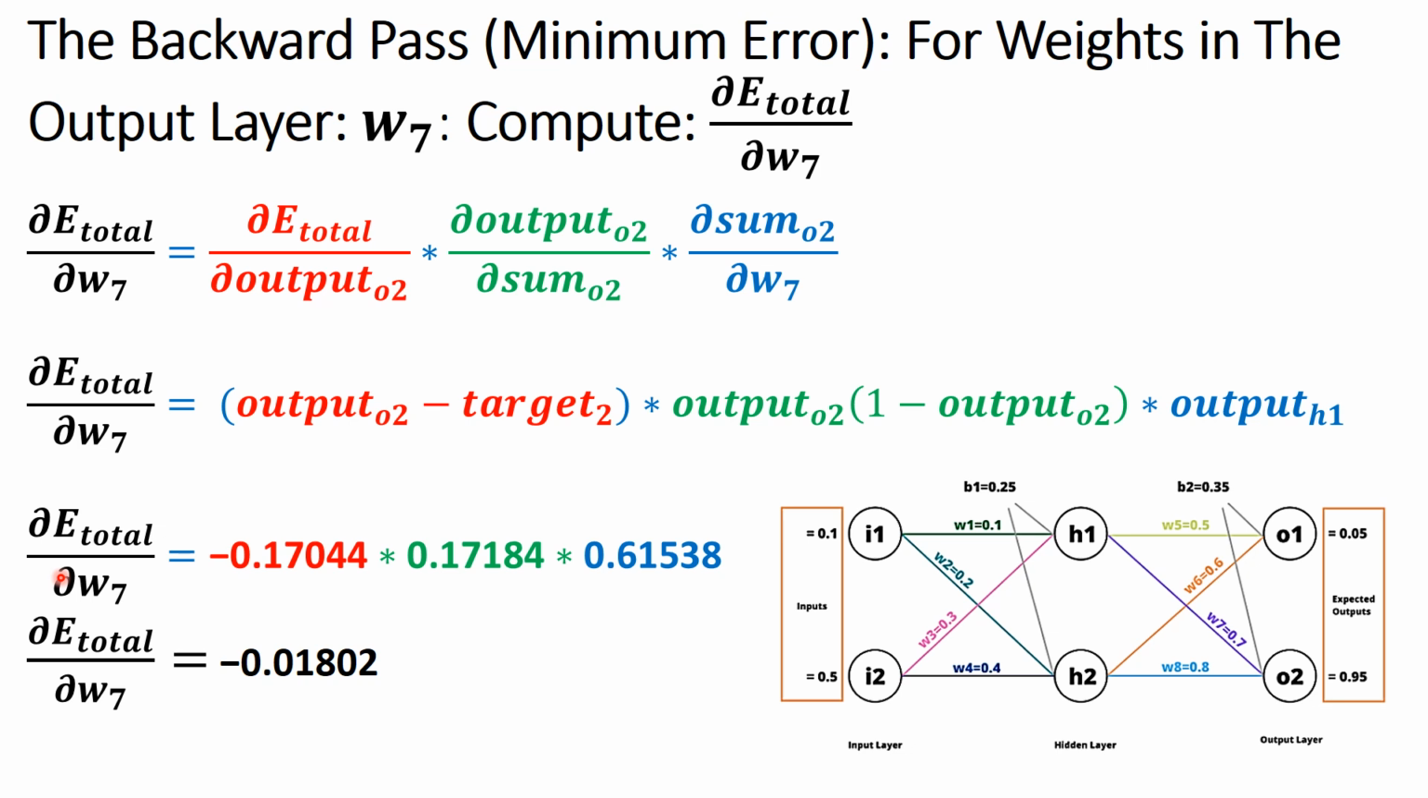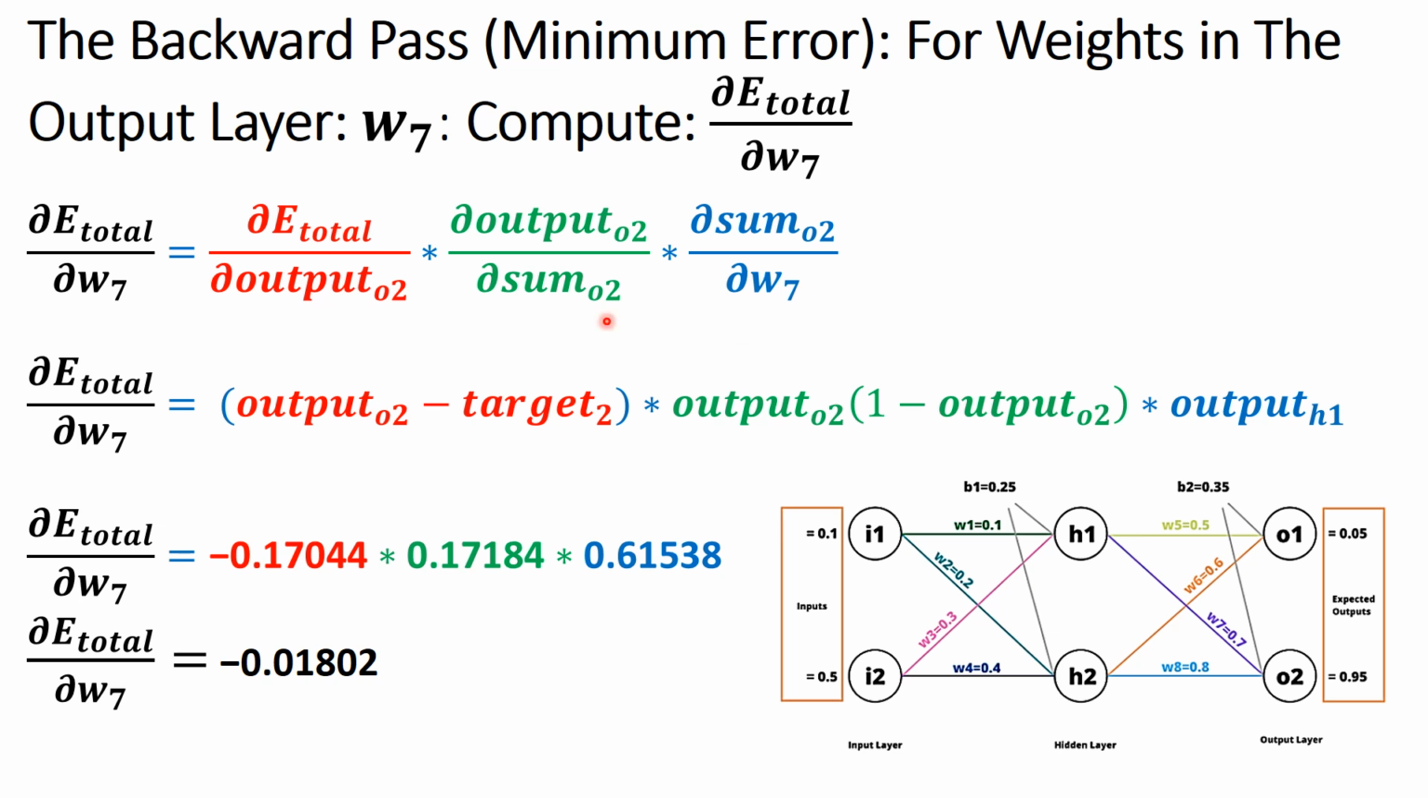Now we proceed to compute partial E total with respect to W7. Partial E total with respect to output O2 multiplied by partial output O2 with respect to sum O2 multiplied by partial sum O2 with respect to W7. And this is the chain rule.